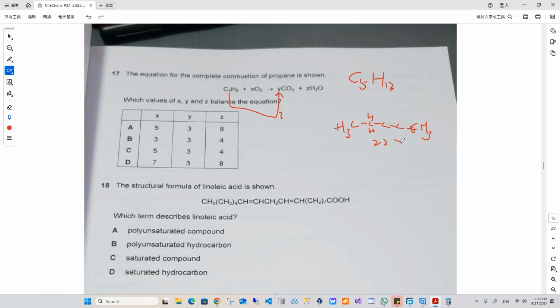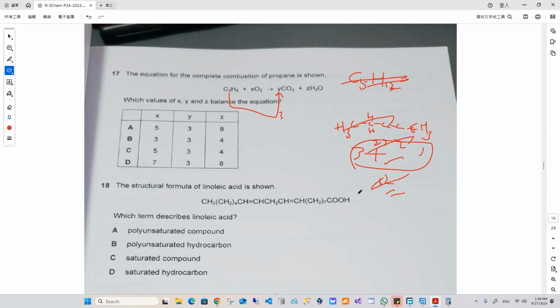2, 3. Okay, so it's 12. Yeah, they go to 12. Okay, so H12. CnH2n plus 2. So 2n plus 2 is 12. 5 times 2 is 10, 10 plus 2 is 12. Okay, so that's why I get it. So this is supposed to be, oh, propane, not pentane. Right, right.